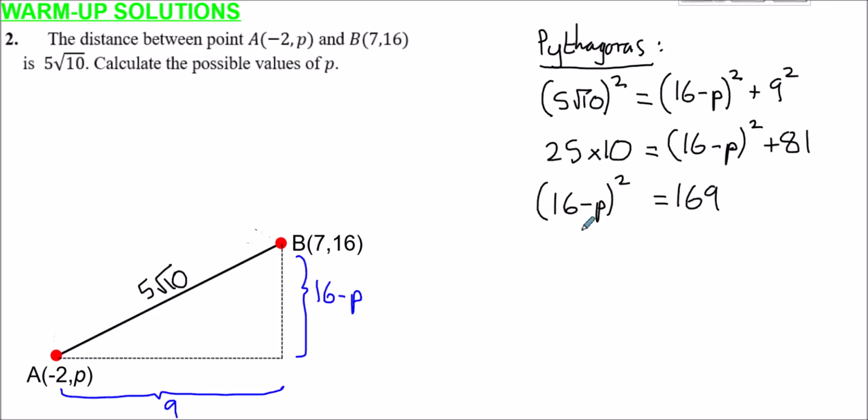We can now square root both sides, and so 16 minus p all squared becomes 16 minus p, and over here the square root of 169 is 13. But very importantly, when we square root both sides, if we have a constant, we need to consider plus or minus that constant. So therefore we can see p has 2 different values. So therefore p is going to be 16 minus 13, which is 3.